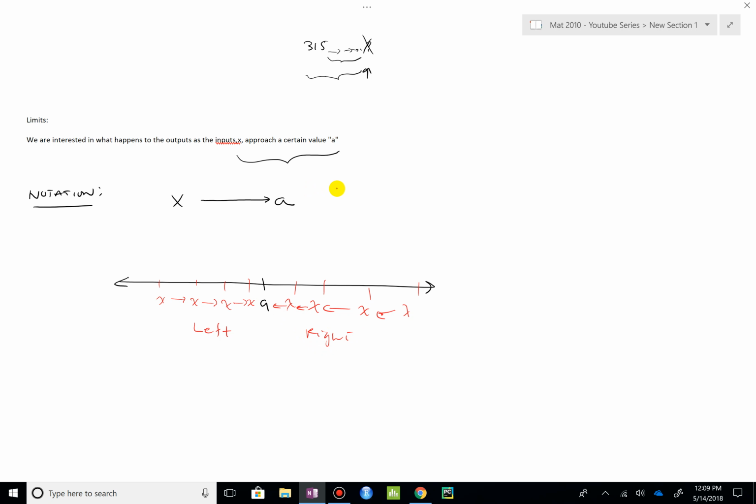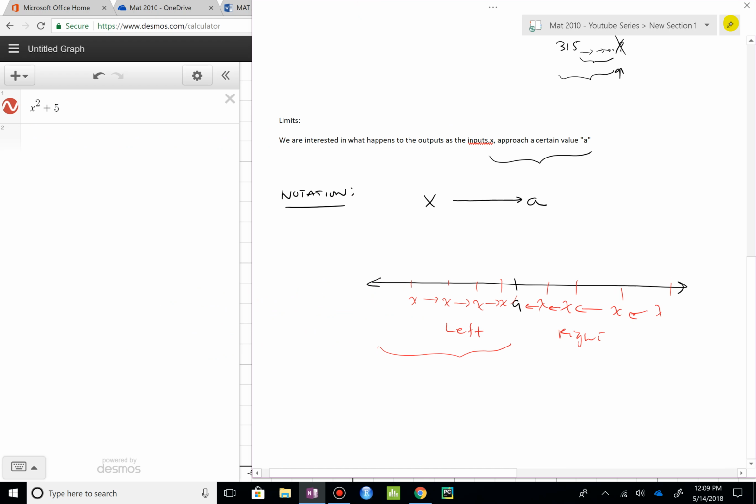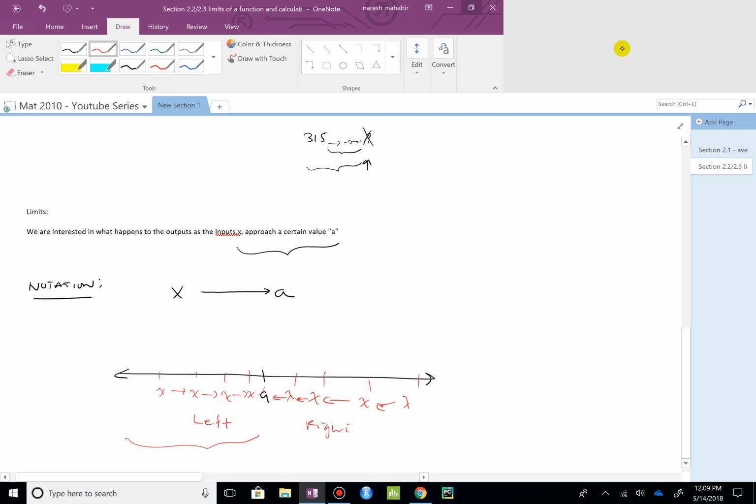Now, sometimes we're interested in just what happens on one side alone, what just happens on this side, right, where it says, oh, what if x is just approaching from the left? Well, these numbers over here are less than a. So we actually have notation for this as well, and I think it's important we understand the language, because if we don't understand the language, guys, sorry to say this, but it's not going to work out well.